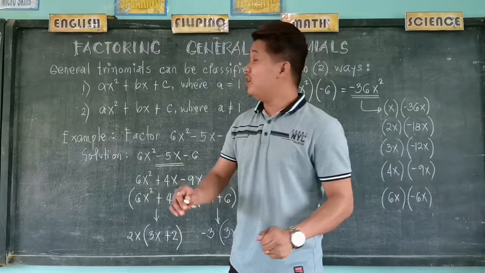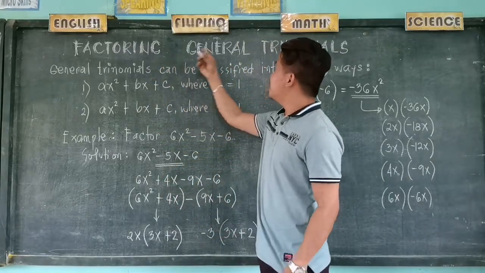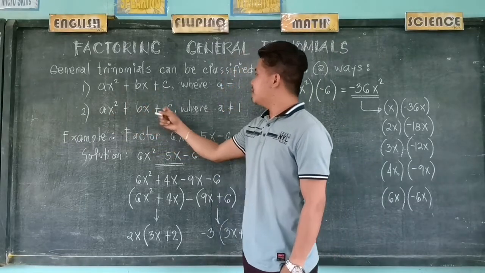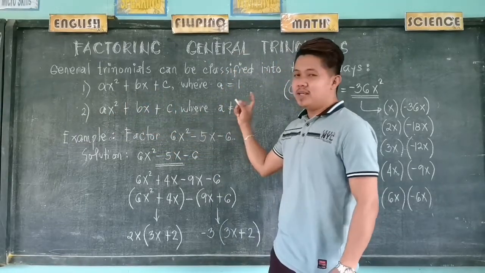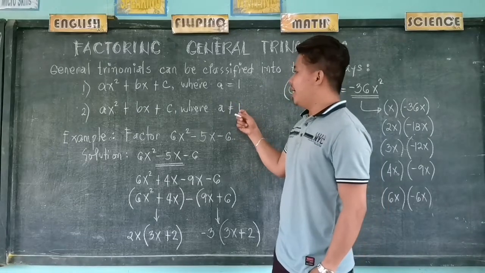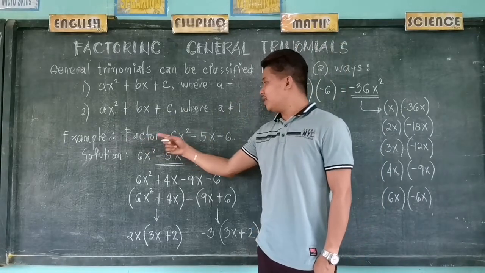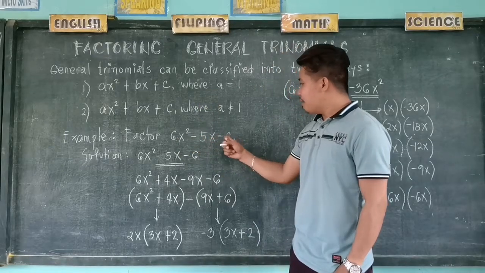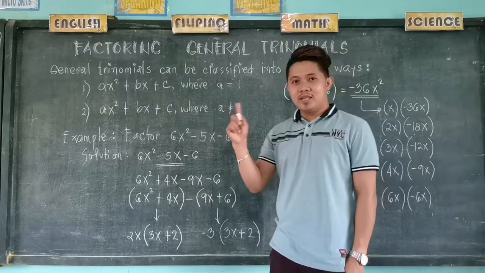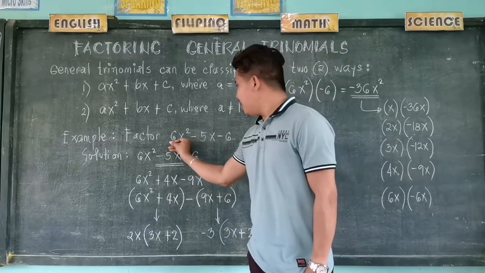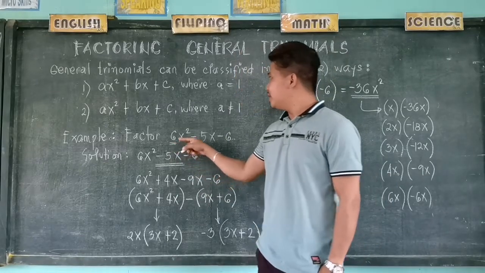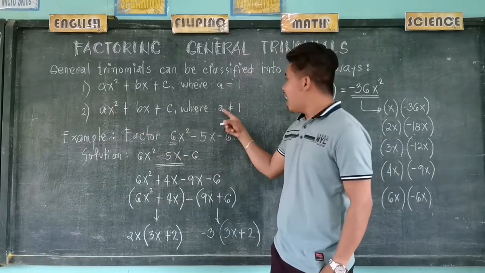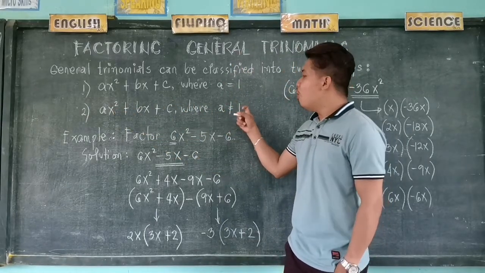Now, I will give you an example on how to factor general trinomials of the form ax squared plus bx plus c, where a is not equal to 1. So we have to factor 6x squared minus 5x minus 6. So as you can see, our a is 6, so not 1. So this is the second classification where our a should not be equal to 1.